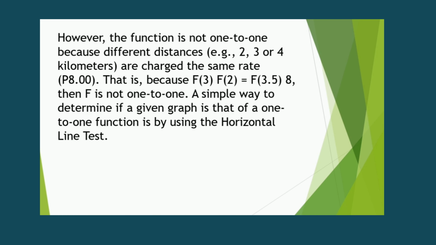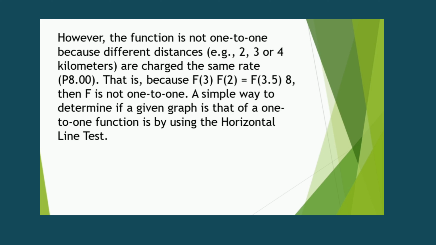However, the function is not 1 to 1 because different distances, for example 2, 3, or 4 kilometers, are charged the same rate, 8 pesos. That is, because f of 3 and f of 2 equals f of 3.5, 8. Then f is not 1 to 1.